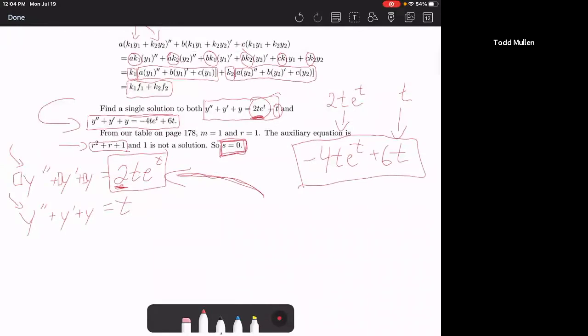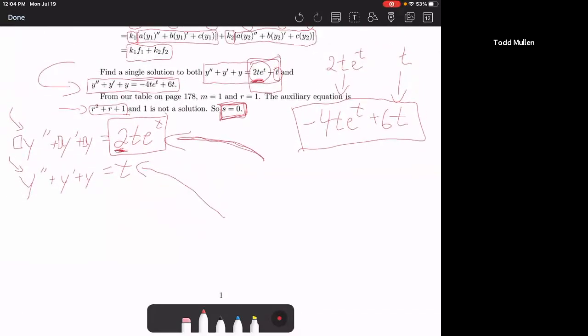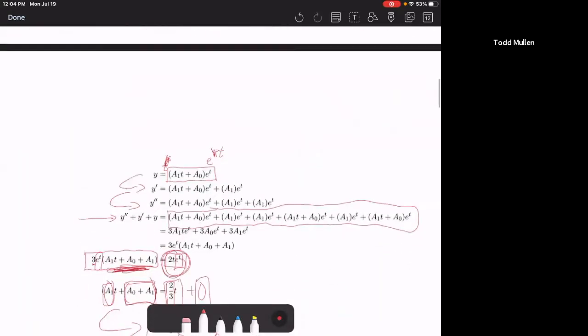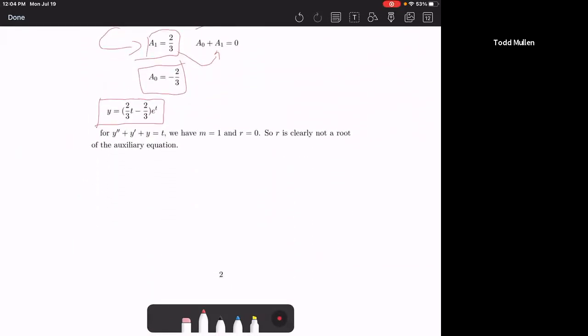recall that this was a sum. It was 2t e to the t plus t. So now we're going to do all the same work again with the right equation just being t instead of being 2t e to the t. Sorry, the terms on the right, not the right equation. The whole thing is an equation, but the terms on the right just being t. So here we go doing it again. We're again going to consult our table. M is equal to 1, but now R is equal to 0.